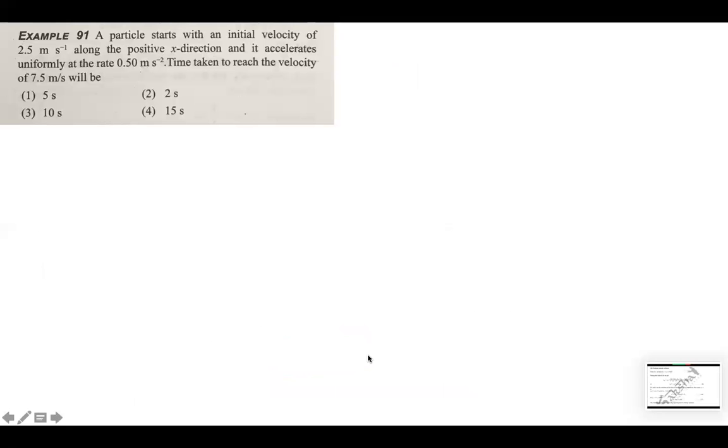So using these, let's solve a few questions. You can try this question first. Try answering this. It is a simple application of equations of motion.